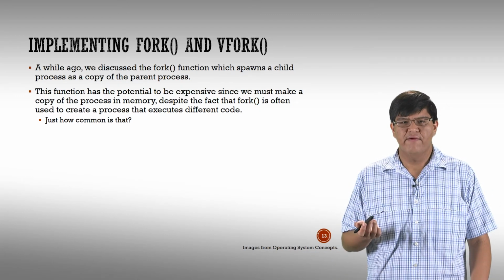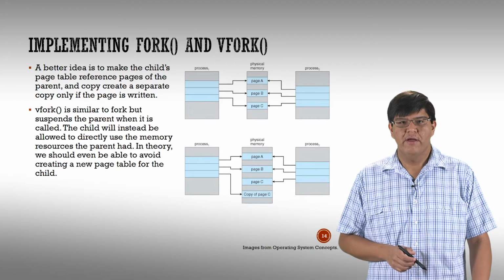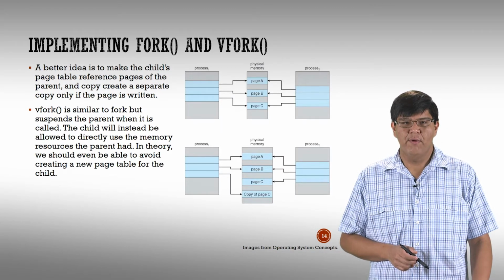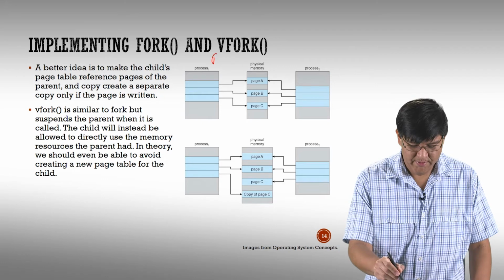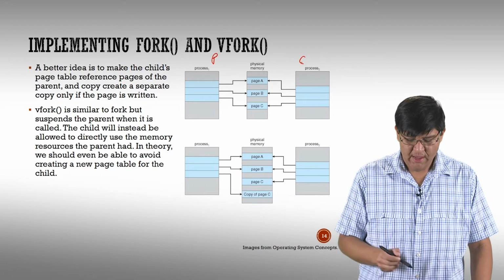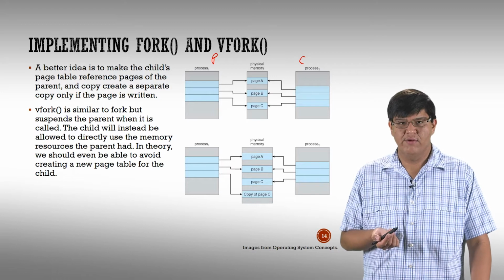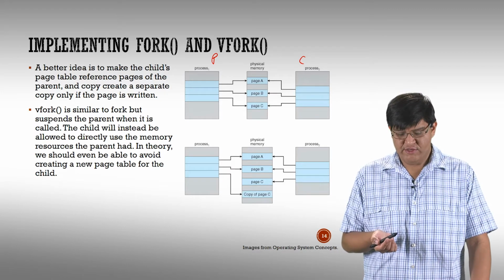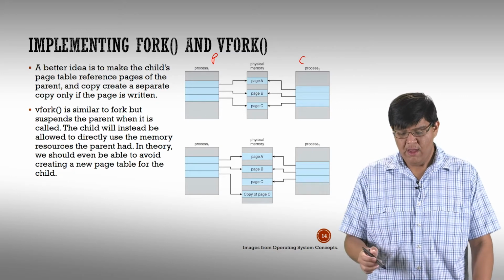So let's see how we can maybe fix this. So here's an idea. When I create a child, I'll just have the child's page table reference the frames that the parent used. So we can look here. I have my parent on the left, child on the right, and the parent's running. It has different pieces of memory assigned to it, and it has entries in the page table, which point to different parts of physical memory. So basically like this.